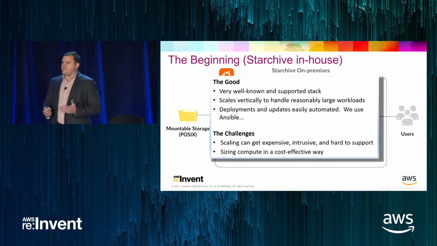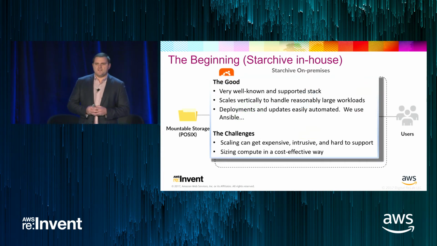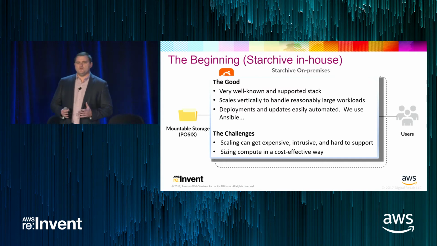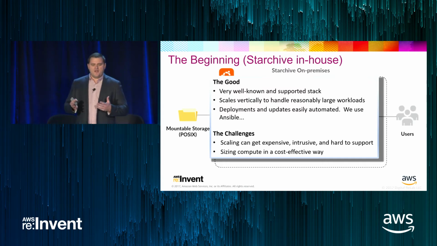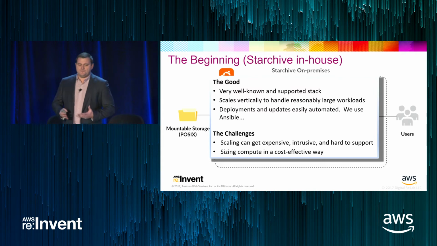So there's a lot that's good with this. It's very well known. It still runs a good bit of the internet and workloads that we see across the world today. And it's very well supported with a lot of open source tools and knowledge. It scales vertically pretty well to handle large workloads. And deployments are very well known, and there's a lot of tools such as Ansible, Puppet, and AWS tools as well to deploy and manage that infrastructure.